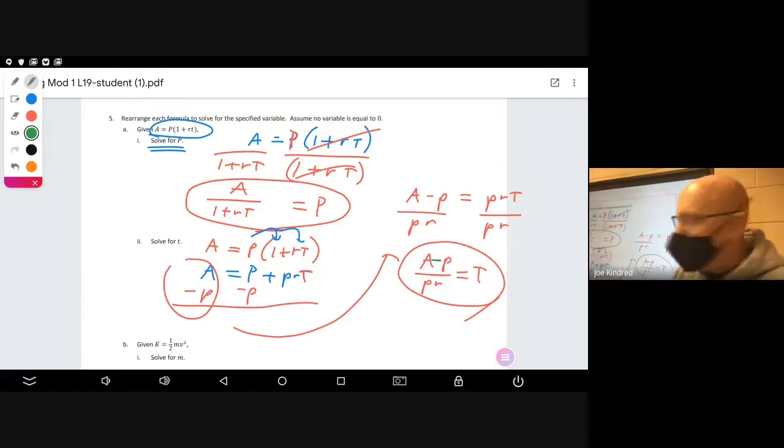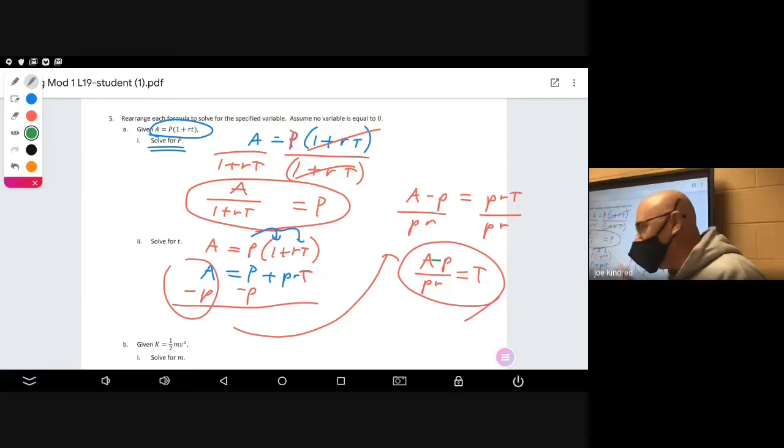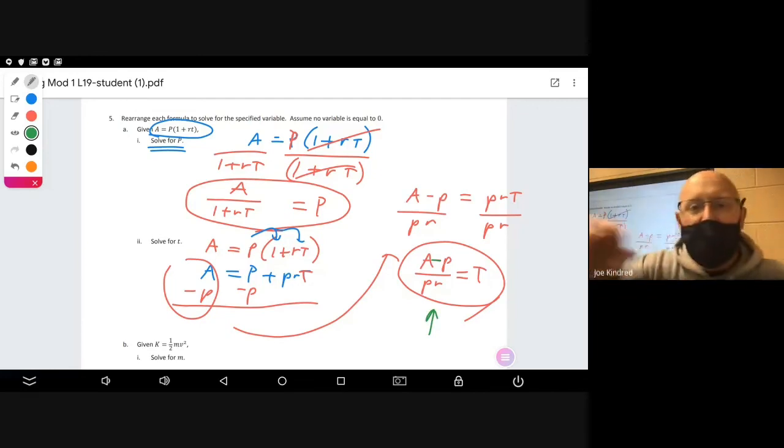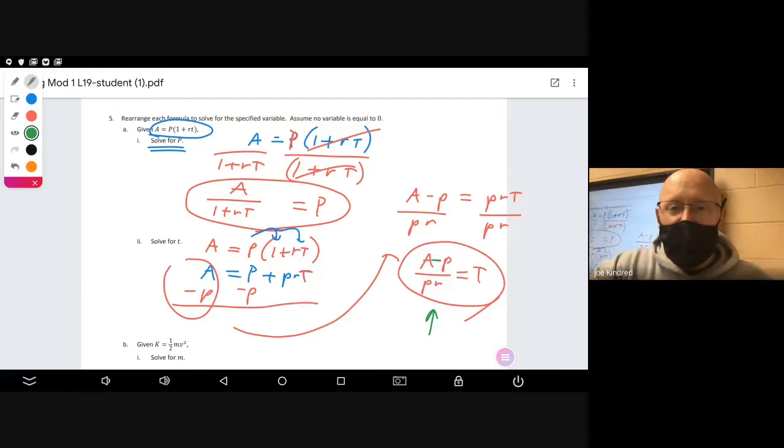Let's see here. There's another way you can write this, which we'll talk about. We can write this a couple different ways. This is one way. All right, that's going to conclude right now. We're going to do some more work on lesson 19. But this is really all it is. Rearranging, solving for different variables, but we're using the same skills that we use to solve equations. That'll do. Talk to you in a bit.